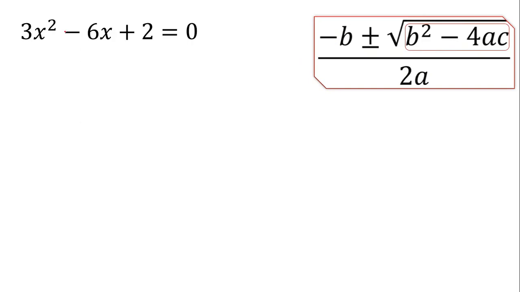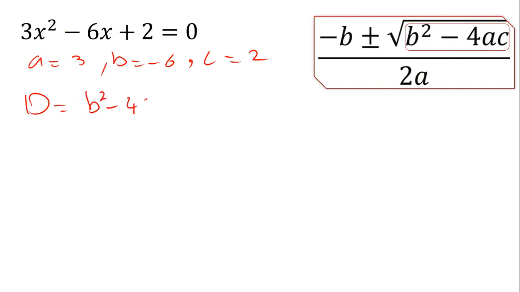So to find it, the normal way, I will determine a equals 3, b equals -6, c equals 2. I'm not going to substitute into the whole formula. I will take only this b squared minus 4ac. Let's use the letter d to represent it. It equals b squared minus 4ac. So this d is what's in the radicand. It's what we want to find the square root of.